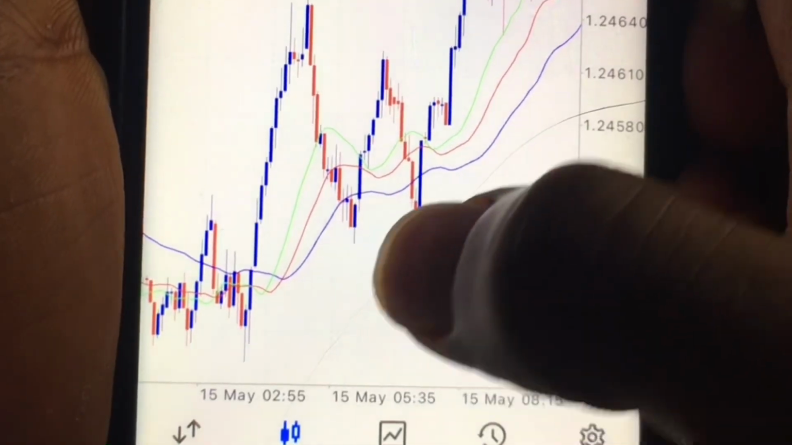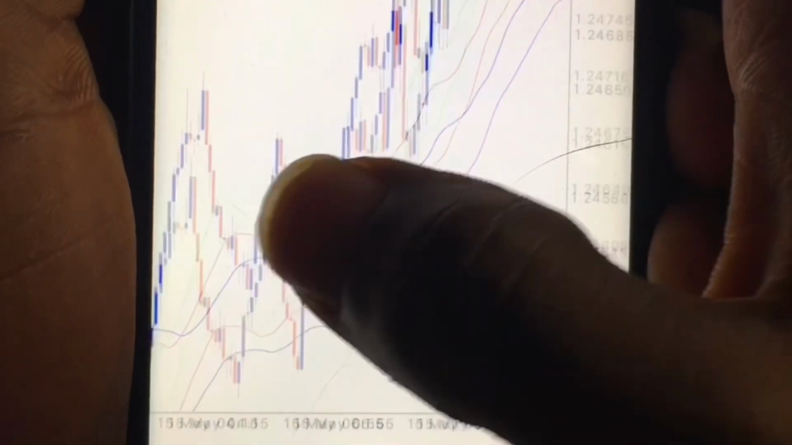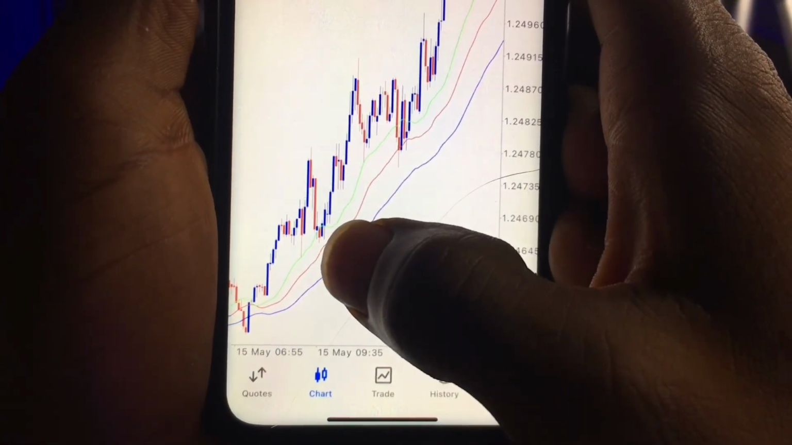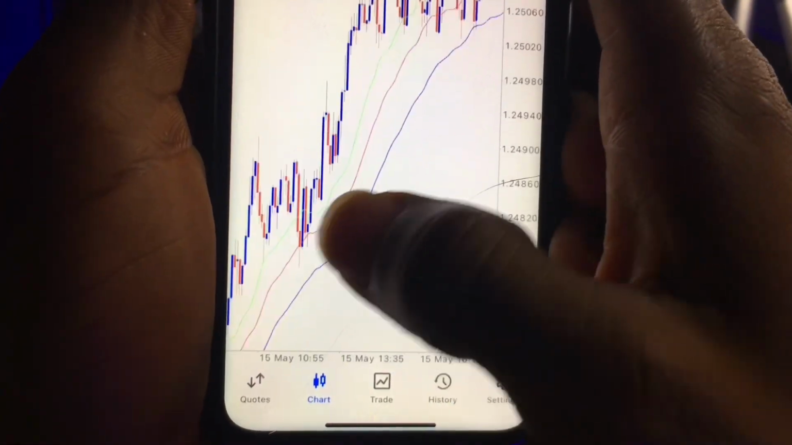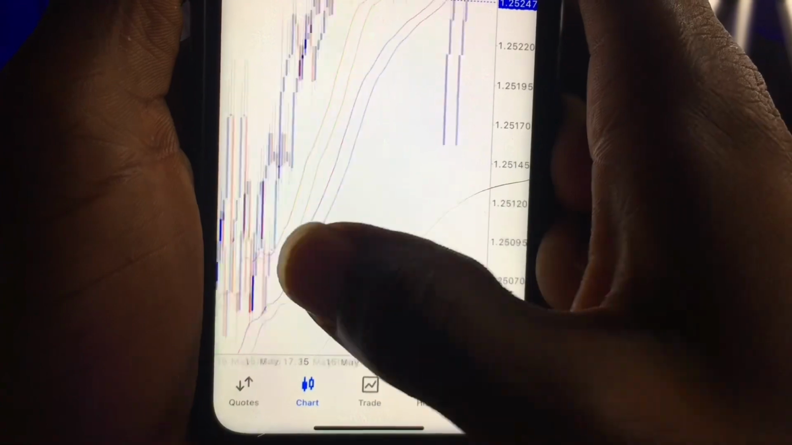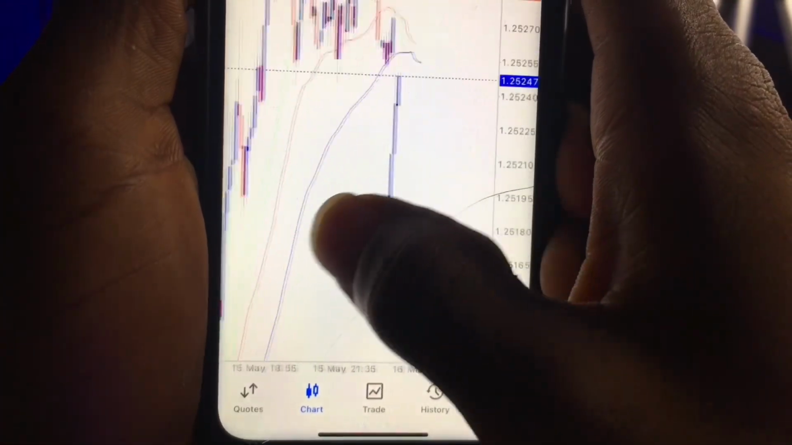You can see, as a key level, the market reacting to it and it goes up. Again, the market reacting to it and it goes up. You can still see the same thing.